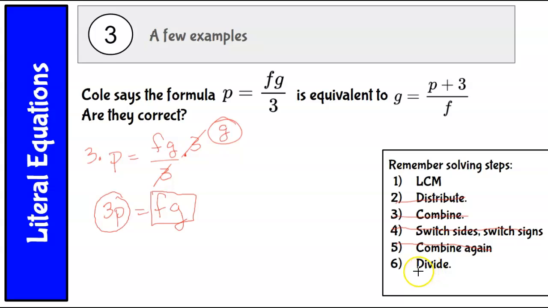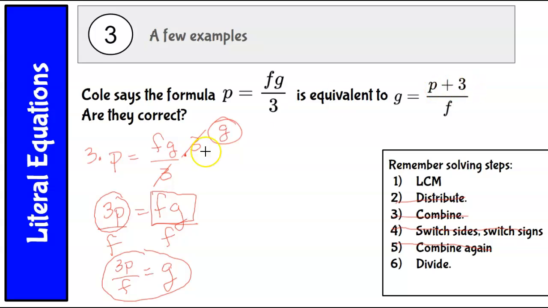Okay, and then we're on to divide. We're going to divide by everything that's not G on that side with the G in order to get G by himself. He's a loner. He likes to be all by his lonesome. And this would be solved for G. 3P over F equals G.